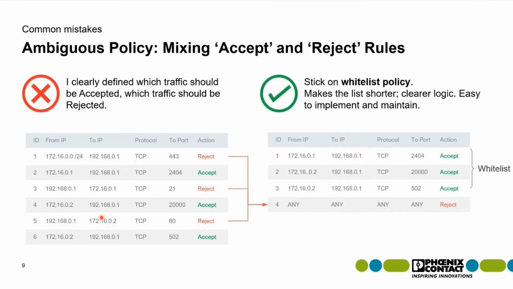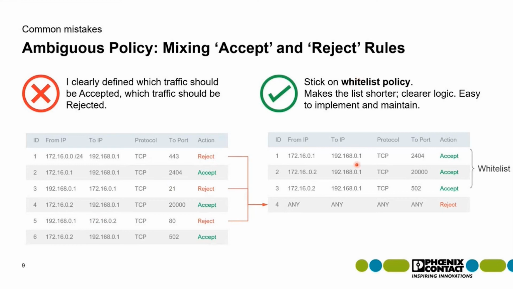A better way to do that is to have a clear firewall policy, which is needed to avoid such kind of a mistake. And there are two kinds of policy. One is whitelist, another is blacklist. Blacklist is fit for IT office network, and the whitelist policy is more suitable for OT industrial environment. So stick on whitelist policy and put only the things you need into the table.